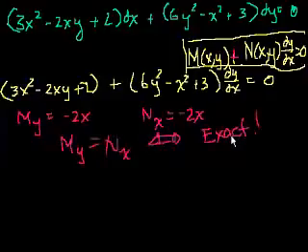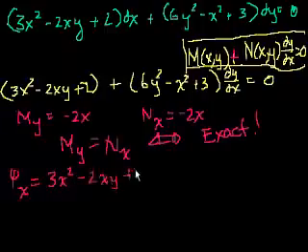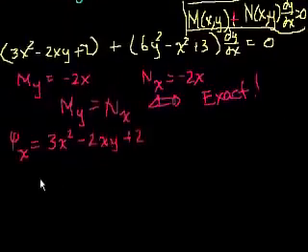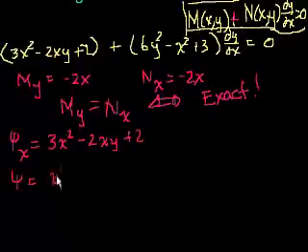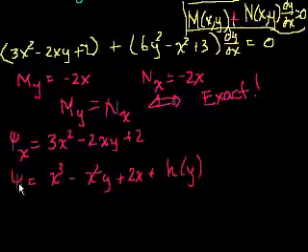So now we have to find xi. The partial of xi with respect to x is equal to M, which is equal to 3x squared minus 2xy plus 2. Take the antiderivative with respect to x on both sides, and you get xi is equal to x to the third minus x squared y, because y is just a constant, plus 2x plus some function of y, h of y, right? Because we know xi is a function of x and y. So when you take a partial with respect to just x, a pure function of just y would get lost. So it's like the constant when we first learned taking antiderivatives.